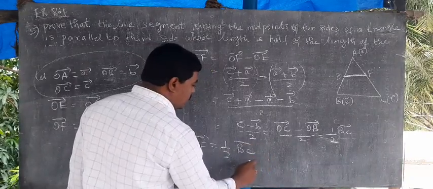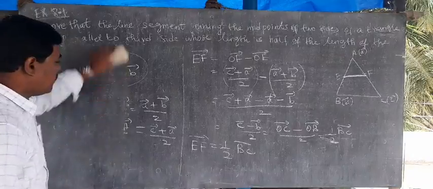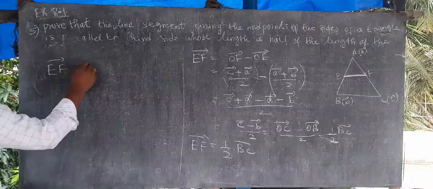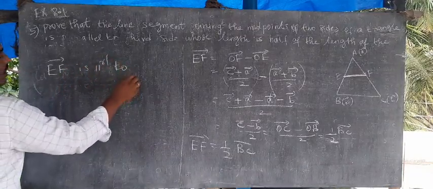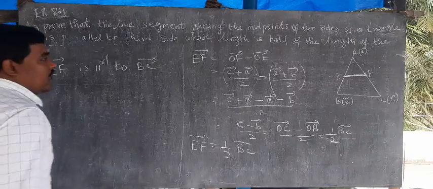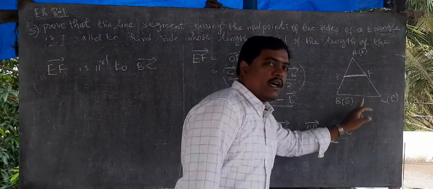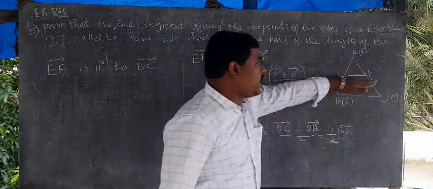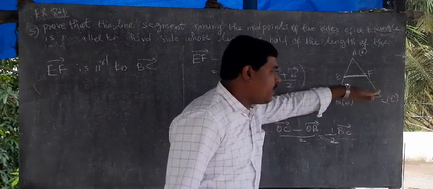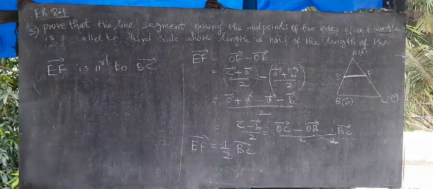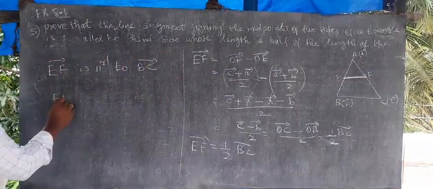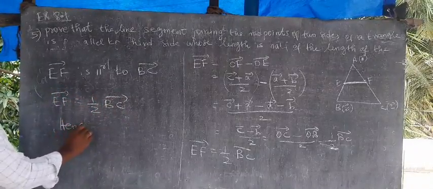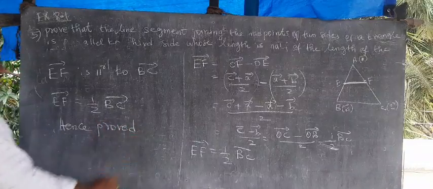That is, EF vector is parallel to BC vector. EF is parallel to BC vector. Parallel means, this is the small triangle, this is the big triangle. So this small triangle is one half of the big triangle, that is what we proved. Therefore, EF vector equal to 1 by 2 BC vector, hence proved, right?